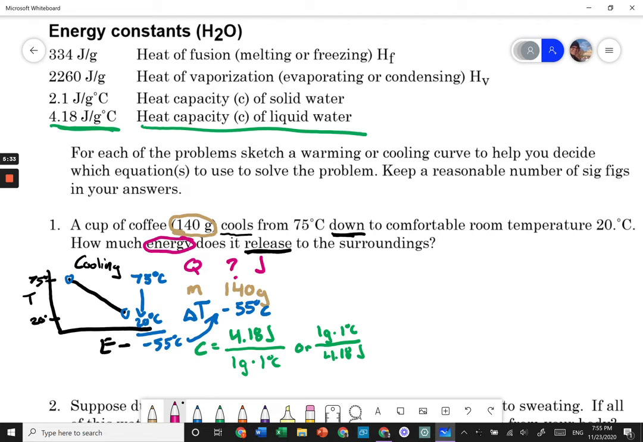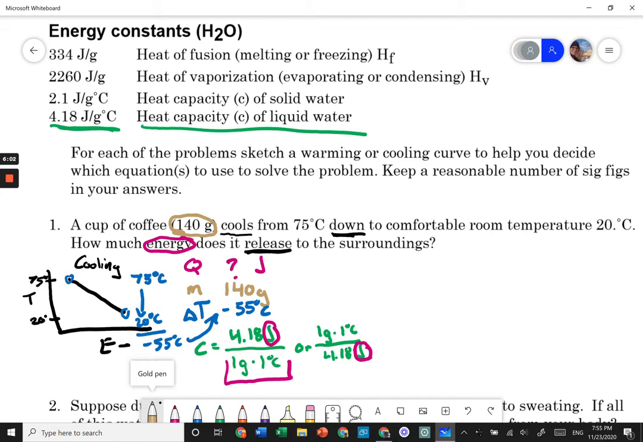So mass, 140 G. G, not J. That's not going to help us out. Change in temperature, minus 55 degrees C. Once again, that's not going to get us to our joules right there. But for our heat capacity, we have our joules up on top or our joules on the bottom. Either of these is going to be an acceptable way for us to end up with joules in our final answer. I'm going to use the one where we end up with joules up on top, so it's going to be this one over here.